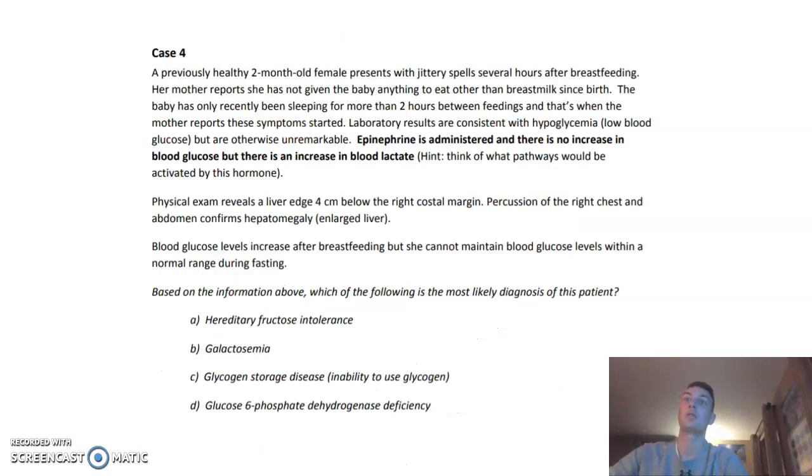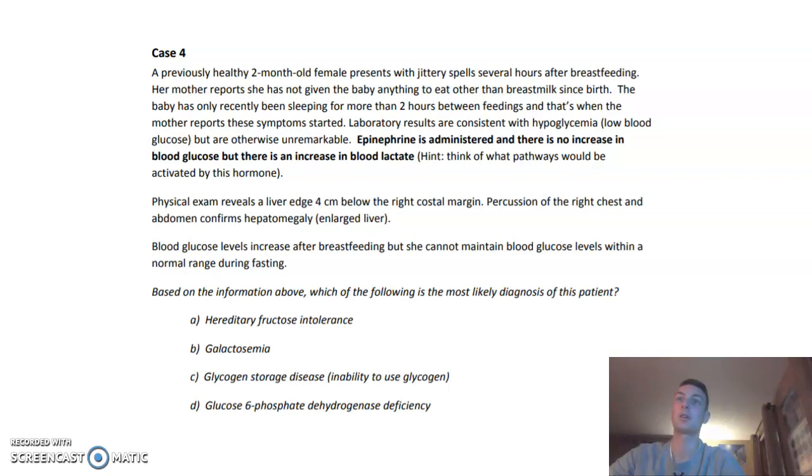In case 4, a 2-month-old is presented with jittery spells that occur after breastfeeding. The child's diet has solely consisted of breast milk to this point. The blood work shows that the child is hypoglycemic in the fasting state, meaning having a low blood sugar. Other important findings include hepatomegaly, an enlarged liver. An easy rule out here is hereditary fructose intolerance.